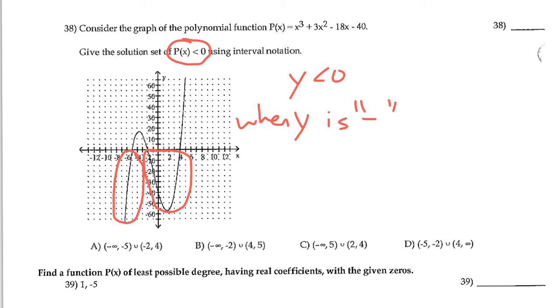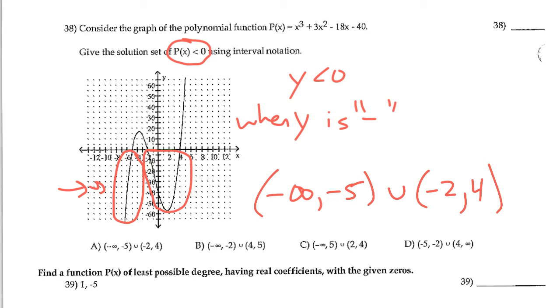And so we state that in intervals. Seems like as we go from negative infinity to negative 5, and pick up again at, looks like negative 2 to 4, we would have all of the areas where the graph is below the x-axis, that is where y is negative. So the answer looks like it is, A?